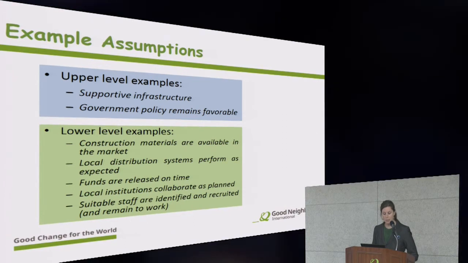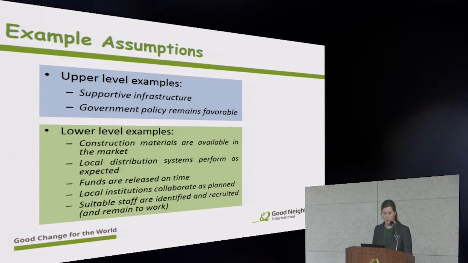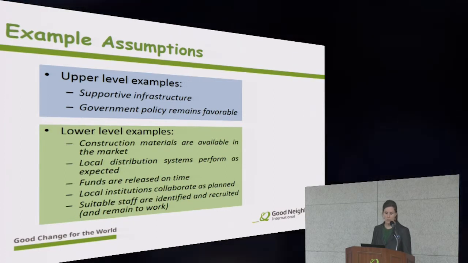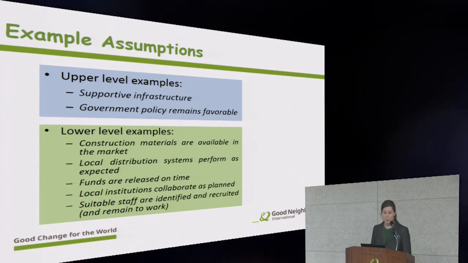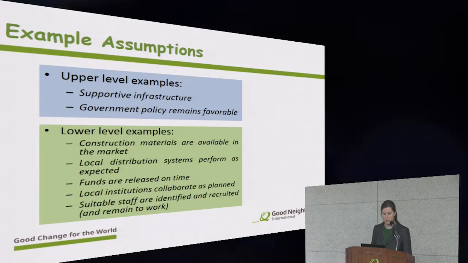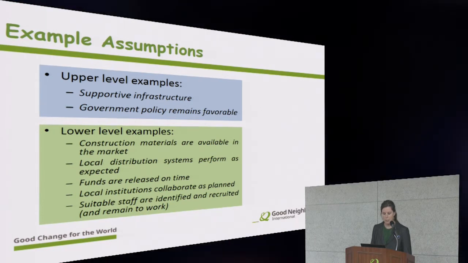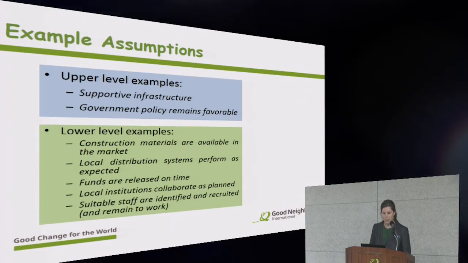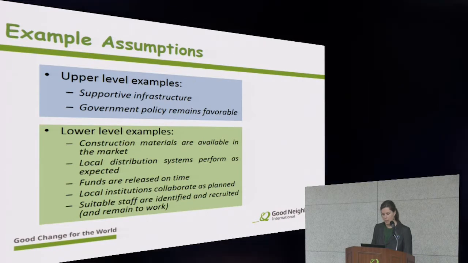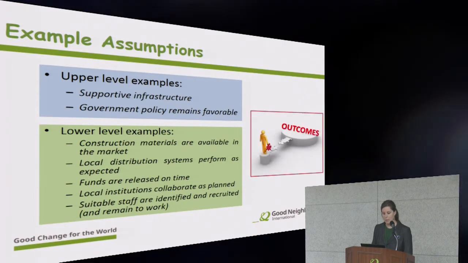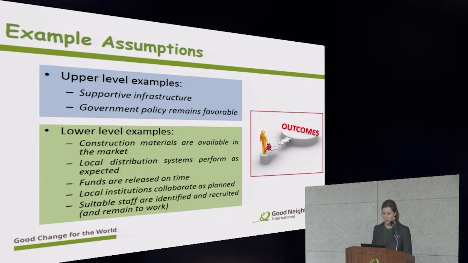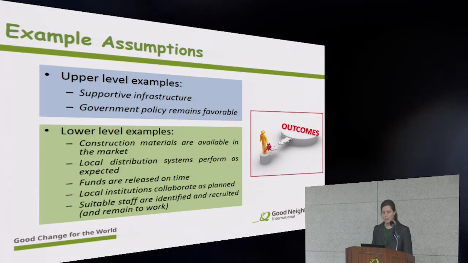You're assuming that construction materials are available in the local market. You're assuming that local distribution systems perform as expected. We might assume that funds are released on time, that local institutions collaborate as planned, and that suitable staff are identified and recruited and remain there to work. So we want to pay particular attention to the assumptions between the outputs and the outcomes, because these are the most critical to success of a project.